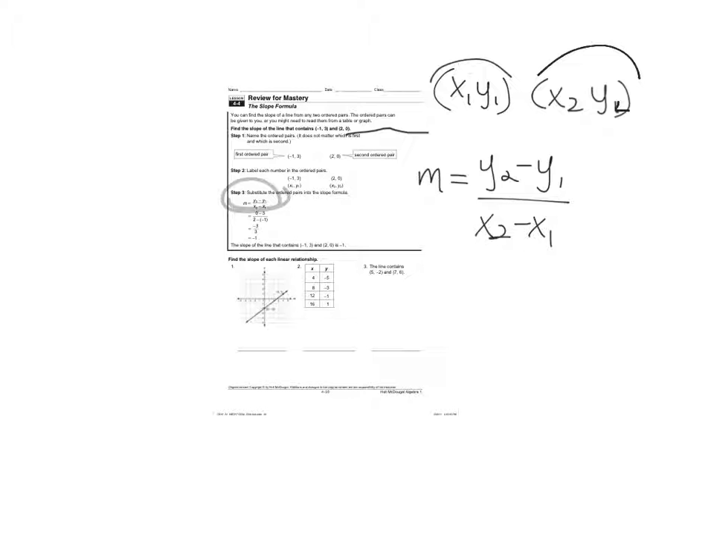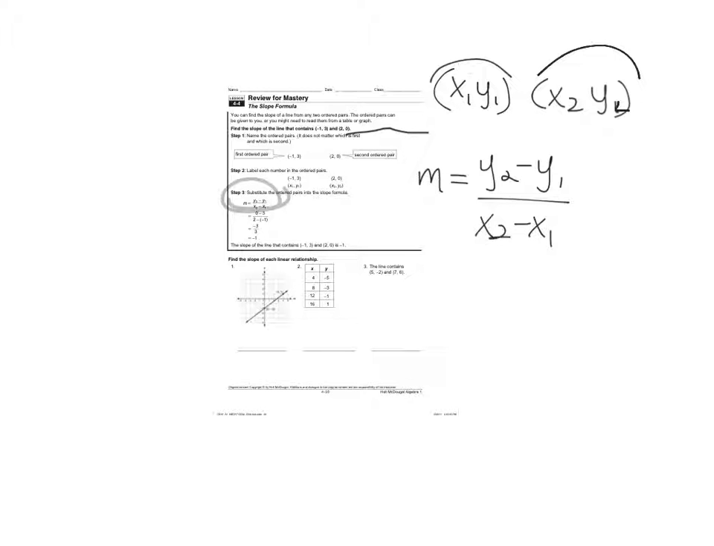The biggest difficulty I see with this lesson is people need to take your time and watch the signs. Now, if you have extra time, and let's say the information was given as ordered pairs, and you're just not sure about your signs, you could graph them. I'll give you a piece of scratch paper. You could graph the ordered pairs and count the rise and the run if you're not sure about your signs.